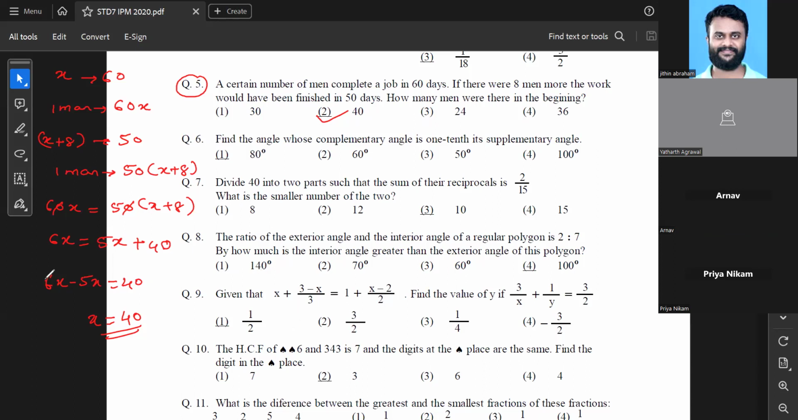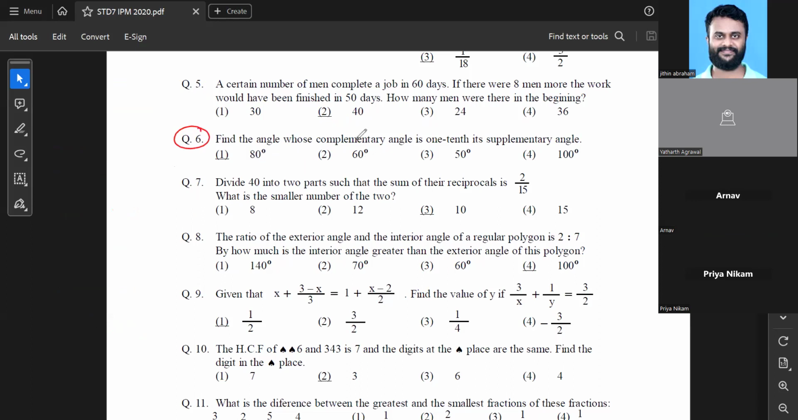Now, let's go for the next question. Sixth question. Find the angle whose complementary angle is 1/10 of its supplementary angle. Let me call the angle A. The complementary angle will be 90 minus A, because the addition of both complementary angles should be 90. The supplementary angle is 180 minus A, because the addition of both angles should be 180. So supplementary angles add to 180, complementary angles add to 90.